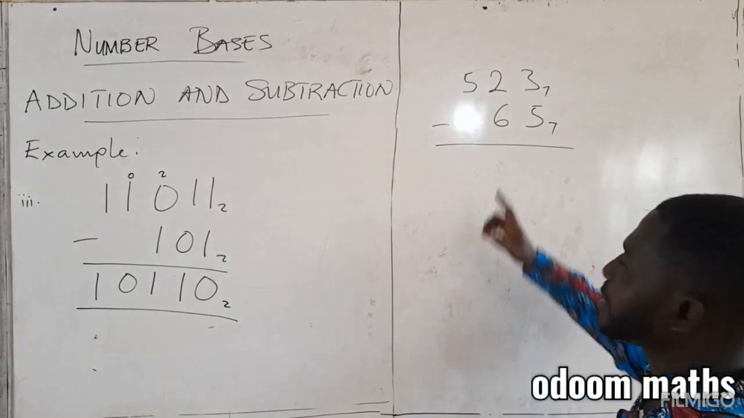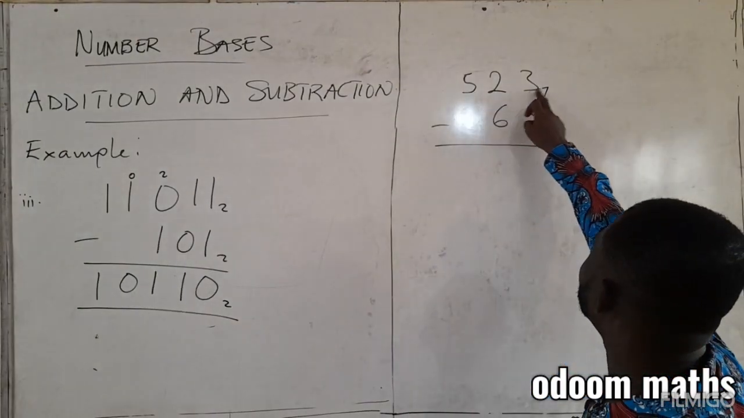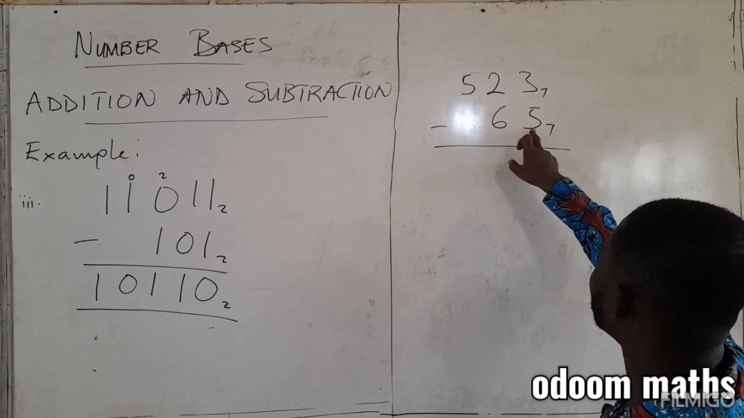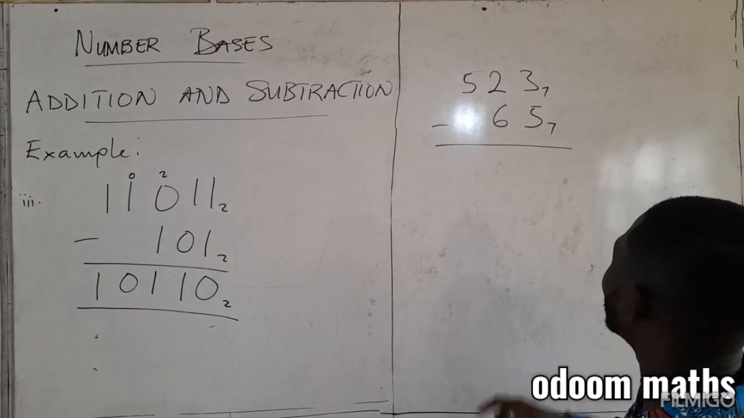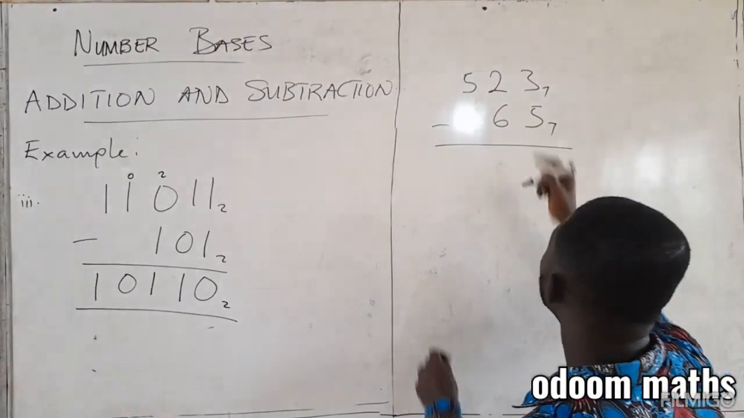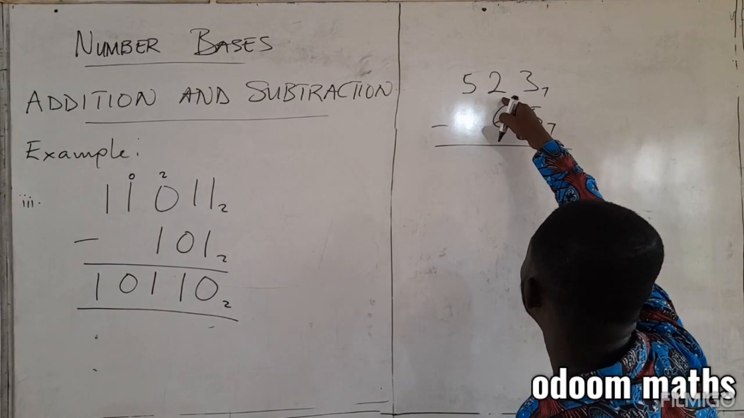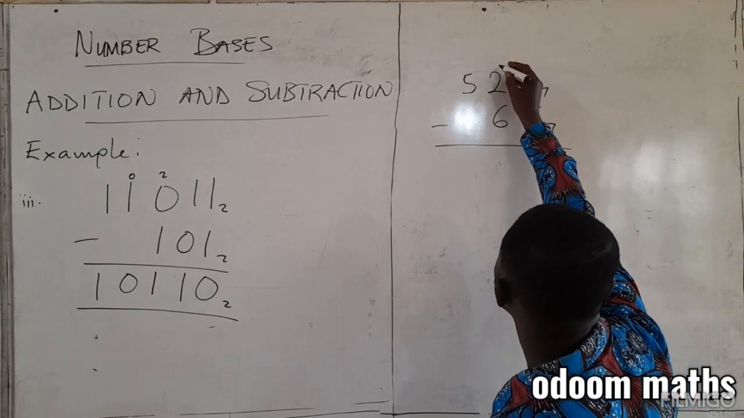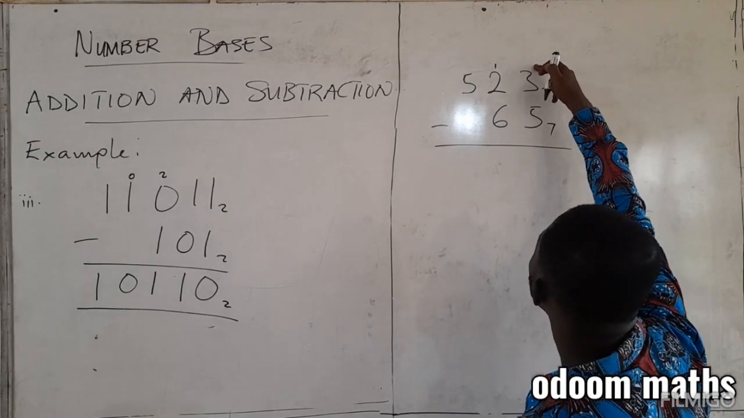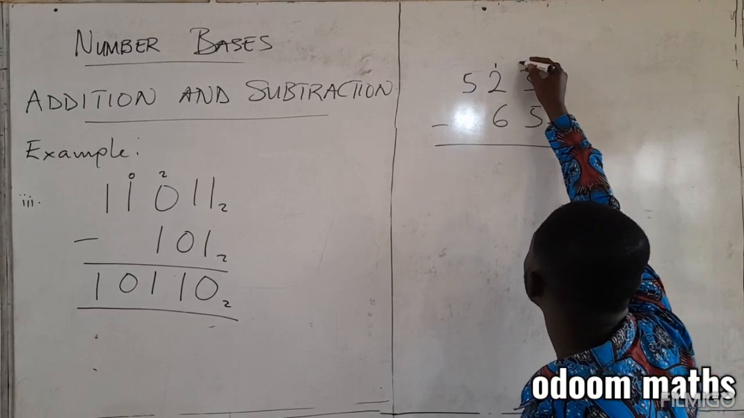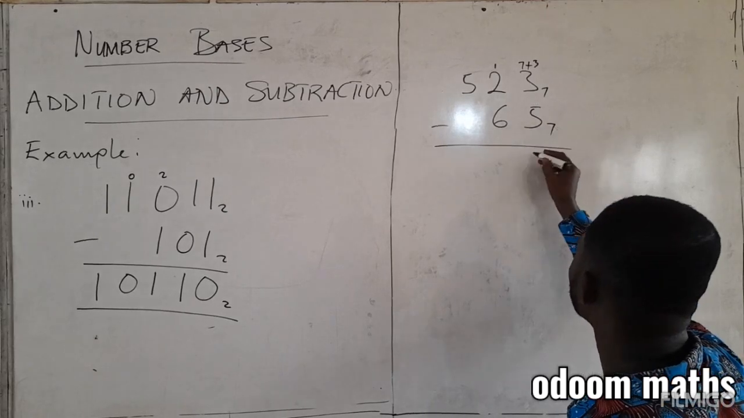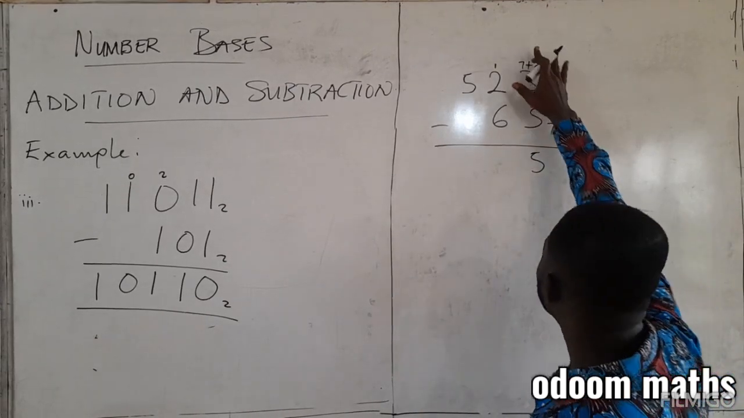So to our fourth example, this time 523 base 7, from which we are taking 65 also in base 7. Okay, so 3 minus 5 will not work. As usual, we borrow 1 from this immediate number on the left. So now we've taken 1, so this place is now 1. So that 1 is going to the side, but it is not going to be 1, but rather going to be 7. So 7 plus the 3 here is 10. So 10 minus 5 is 5. Now we are done with this side.